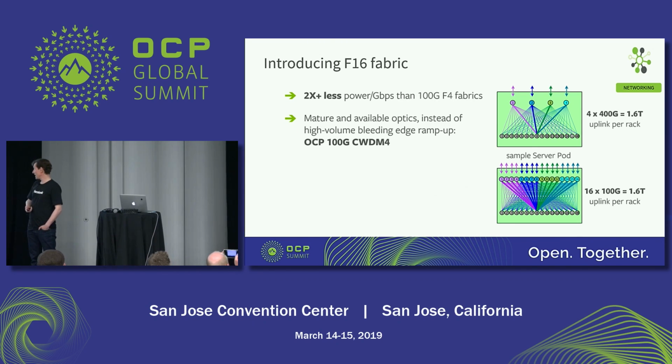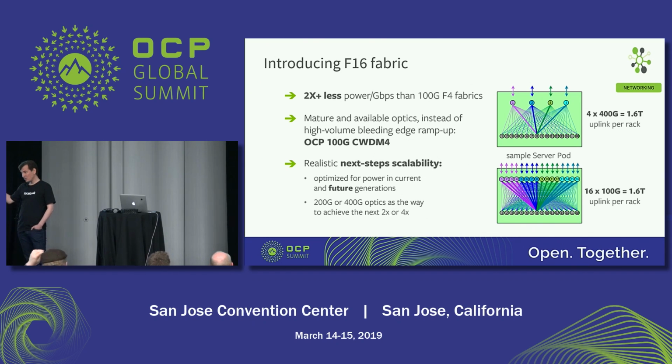It also gives 2 times less power per gigabit than our existing fabrics, and it's built on mature and readily available 100 gig CWDM4 OCP optics. So there is nothing new on the optical front there. Most importantly, it gives us realistic next step scalability. The same advantages that we are enjoying on power in the 100 gig form factor expand to the future generations. And there they become even more optimal, actually.